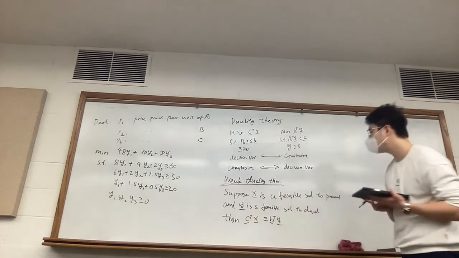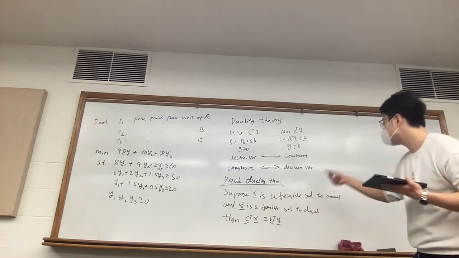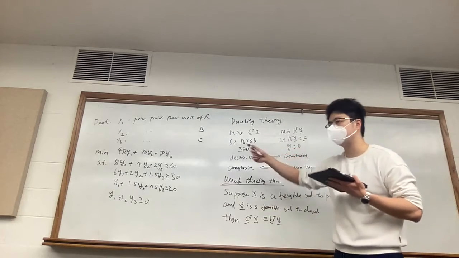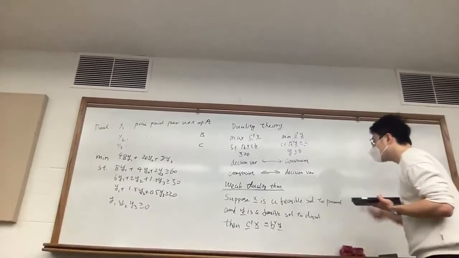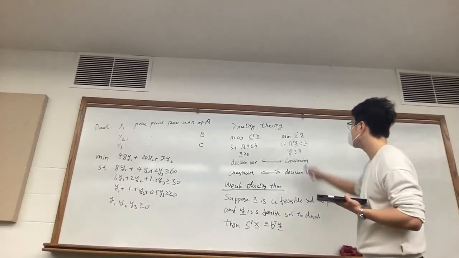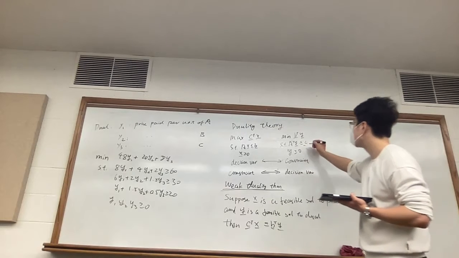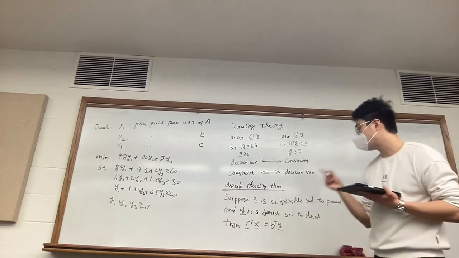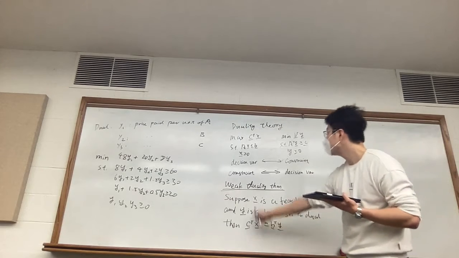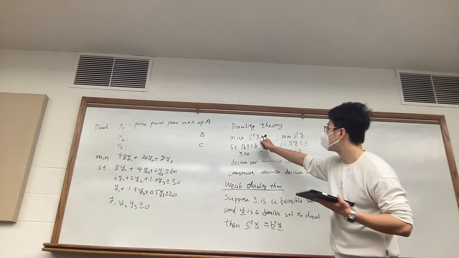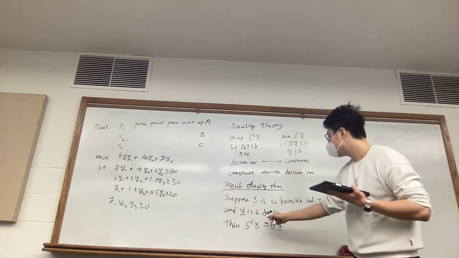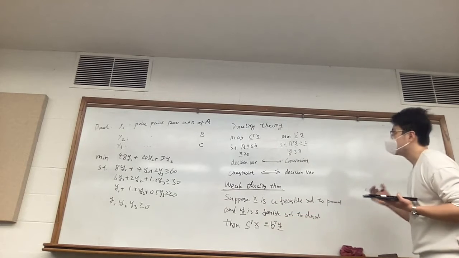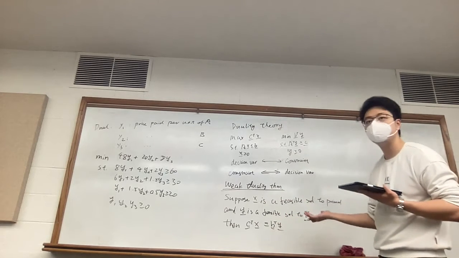So look at what it means. X is a feasible solution to the primal. That's just AX less than or equal to B, and X is non-negative. And Y is a feasible solution to the dual, means that A transpose Y is greater than or equal to C, and Y is also non-negative. Then we can claim that C transpose X, which is the objective function in the primal, is no more than B transpose Y, which is the objective function in the dual problem.